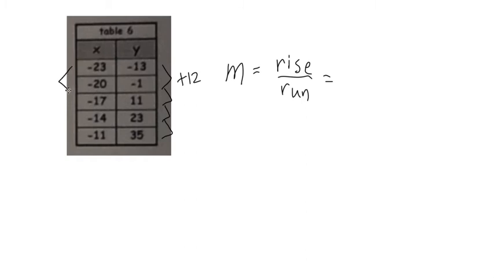Then we have our pattern of our x's, and here I'm getting larger as well, so going from 23 to 20 to 17 to 14, the difference of +3. So our rise is our y coordinates, 12. Our run is our x coordinates, 3. And then 12 over 3 is 4. So our slope is 4. Next problem.